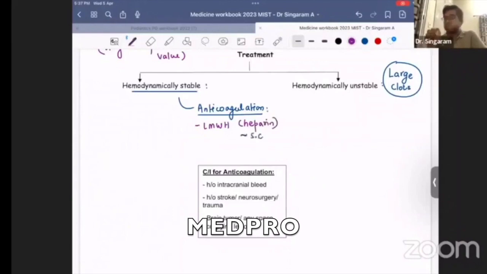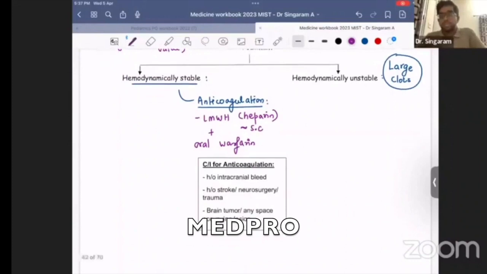But please remember, don't only give low molecular weight heparin. You have to combine with oral warfarin also. Of course, oral warfarin will take a few days to act. So what you have to do is immediately start with low molecular weight heparin, but you continue giving warfarin so that over a longer period of time, this warfarin will take effect and protect the patient from further clotting. I hope you're able to follow this, right? So for a hemodynamically stable patient, you have to use anticoagulation, initially heparin and along with the warfarin also.